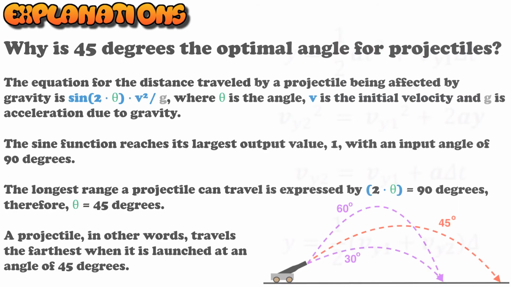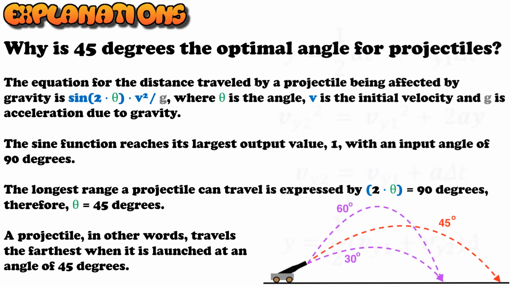Explanations continued. Why is 45 degrees the optimal angle for projectiles? Well, it's a bit complicated, but basically, the distance traveled by a projectile can be calculated with this formula: sine of 2 times the angle times v squared divided by the gravitational constant. The important part is that strange zero-looking symbol is the plugged-in angle.